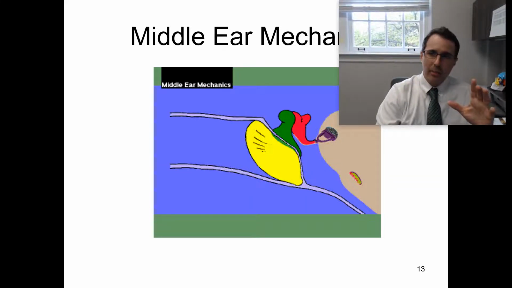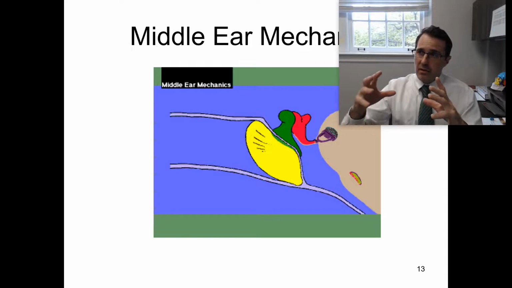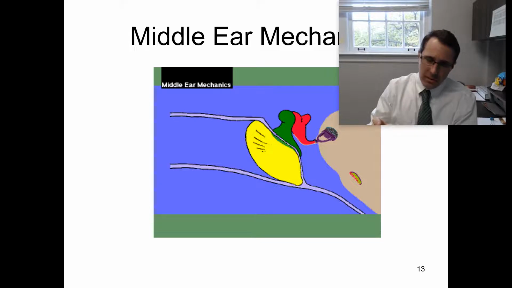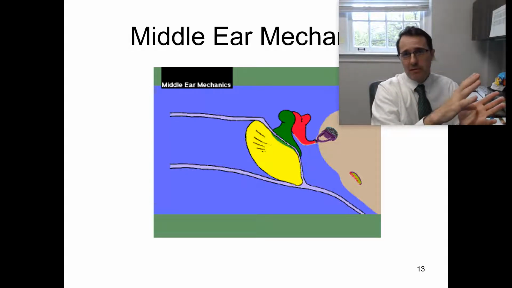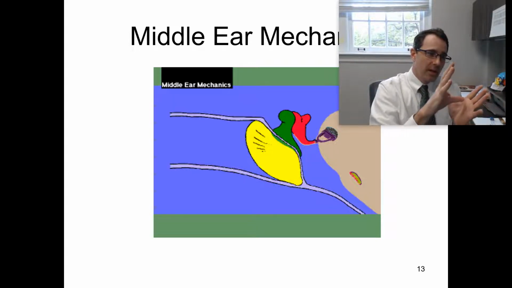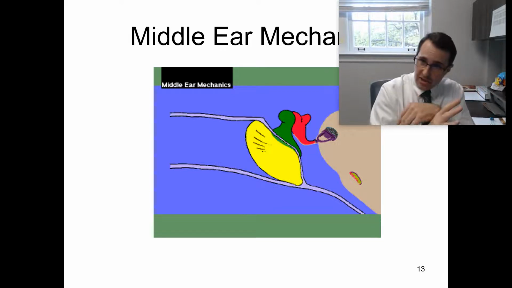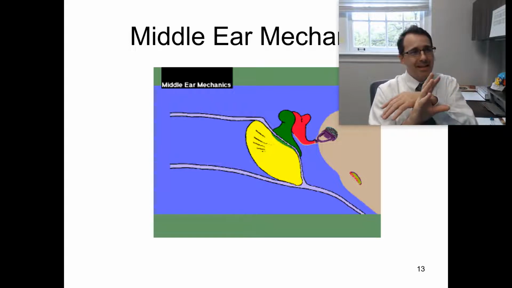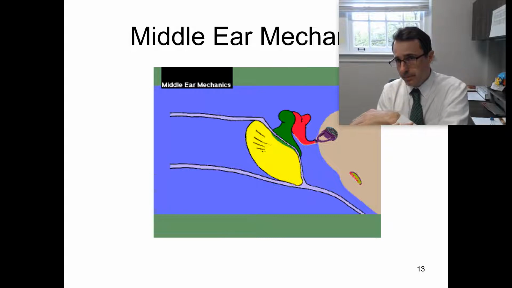All right, so we've gotten to the point now where you're understanding that the outer ear is catching and funneling vibrations down to the tympanic membrane. And when those vibrations, those sound waves, move the tympanic membrane back and forth, the ossicular chain is attached to that tympanic membrane. So the movement of the tympanic membrane is going to also move the ossicular chain.